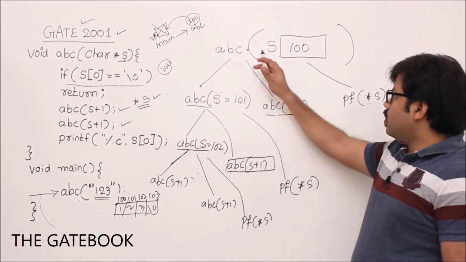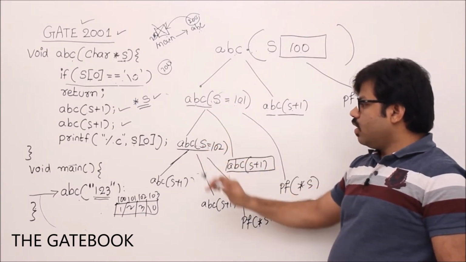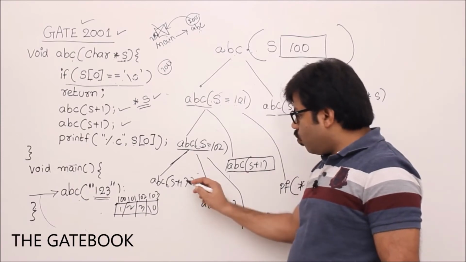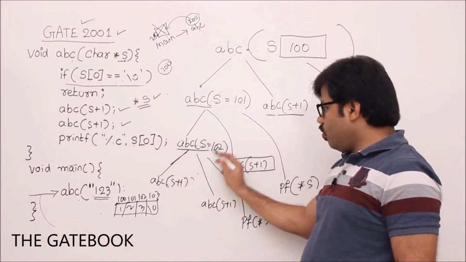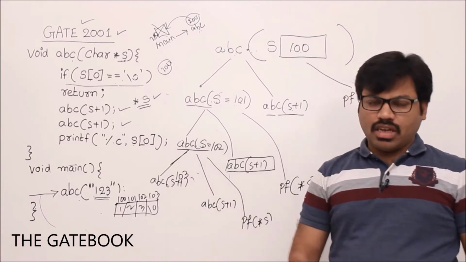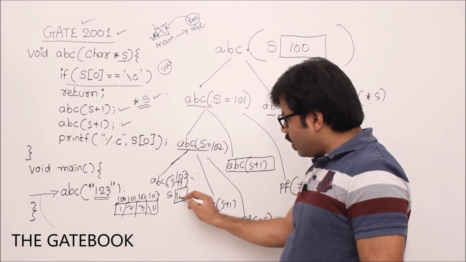Okay, now first of all, we were here. After that, I came here to evaluate this one. What is ABC of s plus 1? What is s now? 102. 102 plus 1 is what? 103. So we are calling ABC of 103. Then there is a local variable s that is going to take 103.